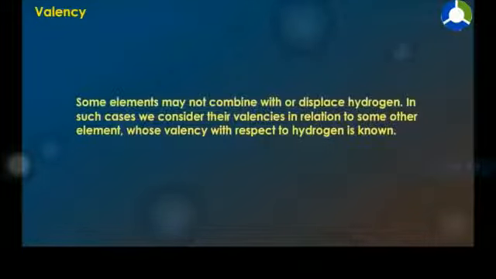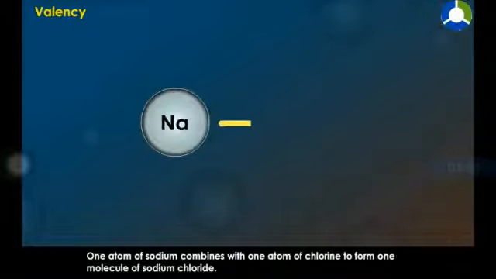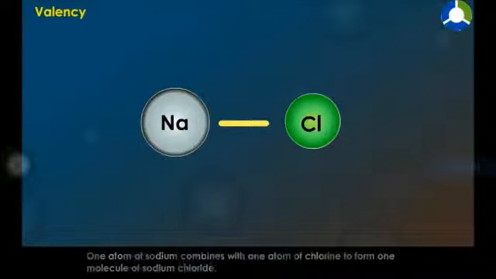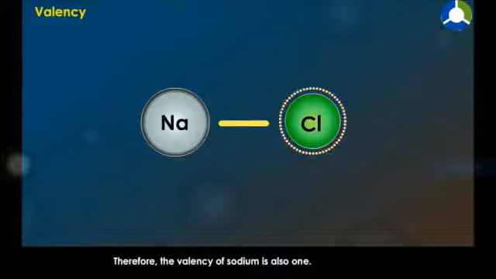Some elements may not combine with or displace hydrogen. In such cases, we consider their valencies in relation to some other element whose valency with respect to hydrogen is known. For example, the valency of chlorine is 1. One atom of sodium combines with one atom of chlorine to form one molecule of sodium chloride. Therefore, the valency of sodium is also 1.